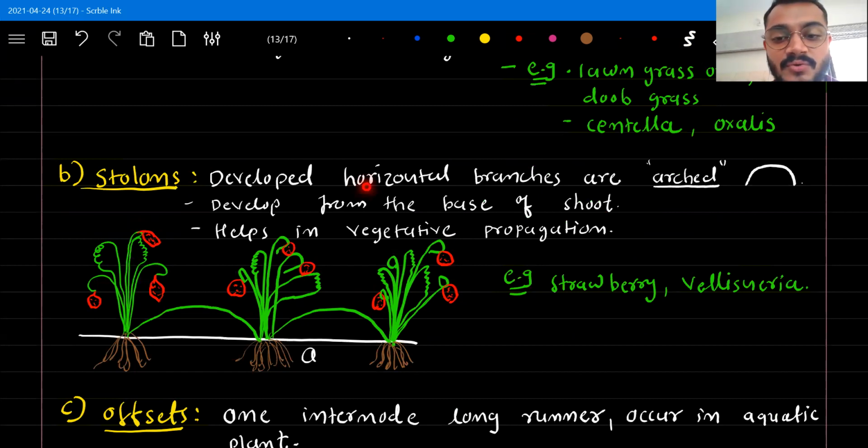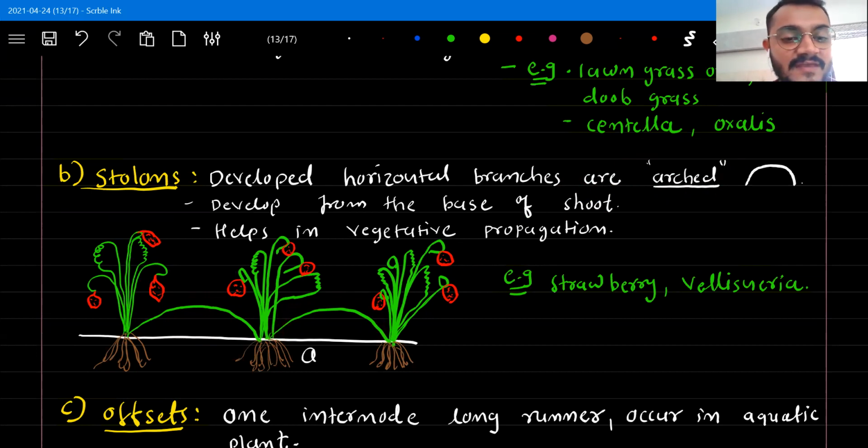They develop horizontal branches, and they are of arched shape. Which shape? Arched shape. You can see this here like this, an inverted C, the arch shape.